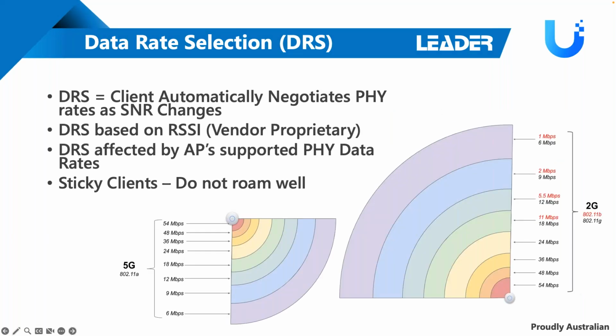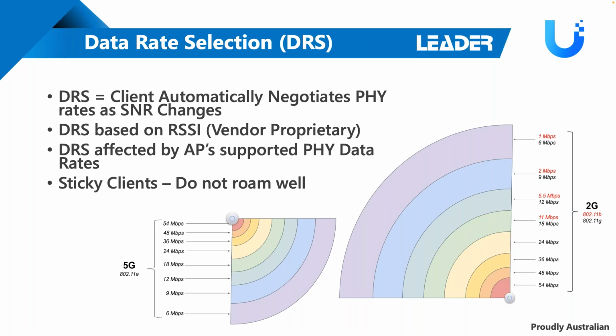The way your device decides how and when it's going to associate to an access point is primarily dictated by the RSSI values. But an important part of this is dynamic rate selection. With DRS, or dynamic rate selection, the client automatically negotiates for a physical data rate as the signal to noise ratio changes. A complicated sentence, but really easy to understand.